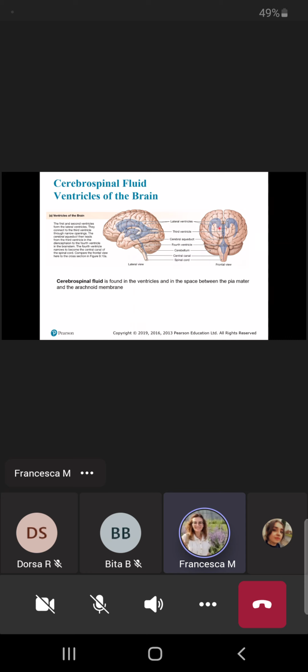So these are the regions where the cerebrospinal fluid can be found: in ventricles and in the space, as we said, between the pia mater and the arachnoid membrane, into the subarachnoid space. These structures are filled with cerebrospinal fluid. So we have two lateral ventricles, a third ventricle that connects the two lateral ventricles, and then the fourth ventricle in the brain, and the central canal that moves inside the spinal cord.